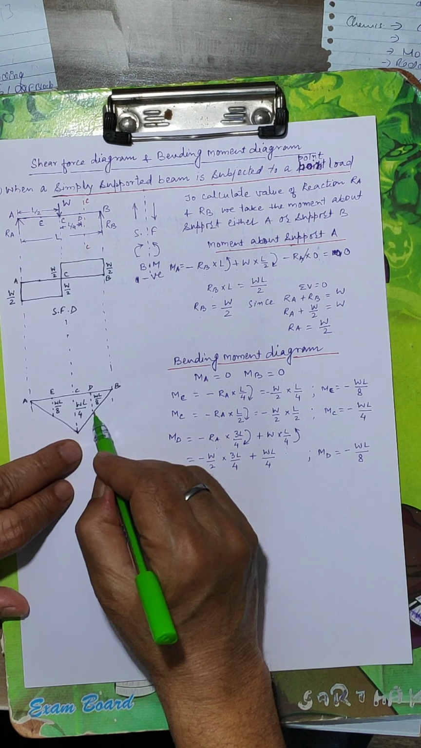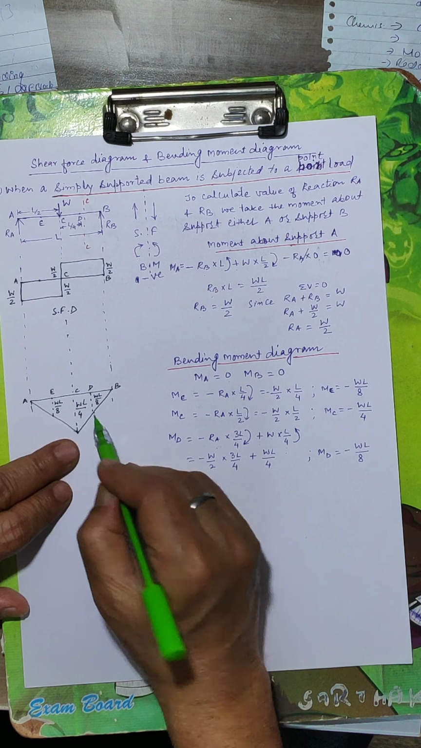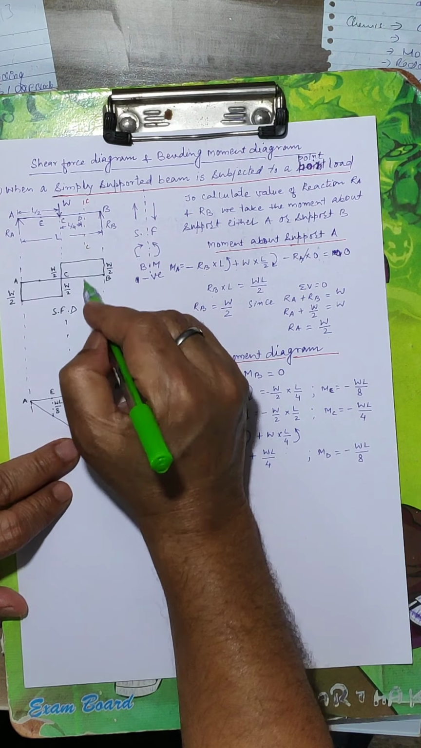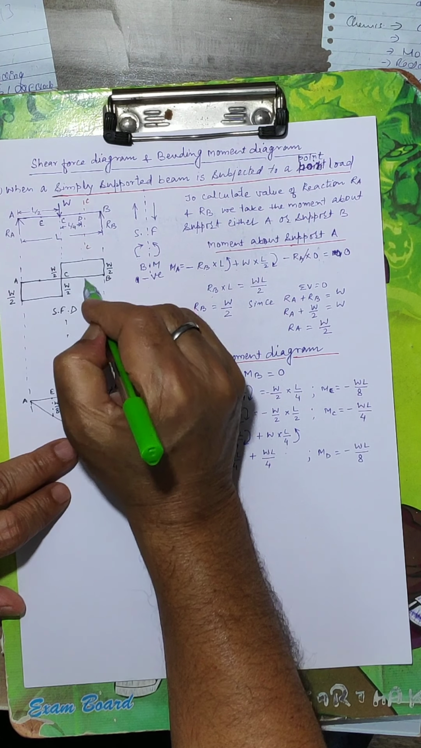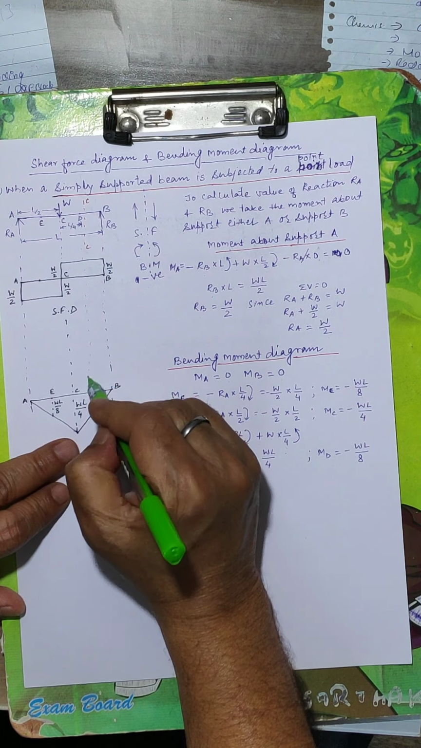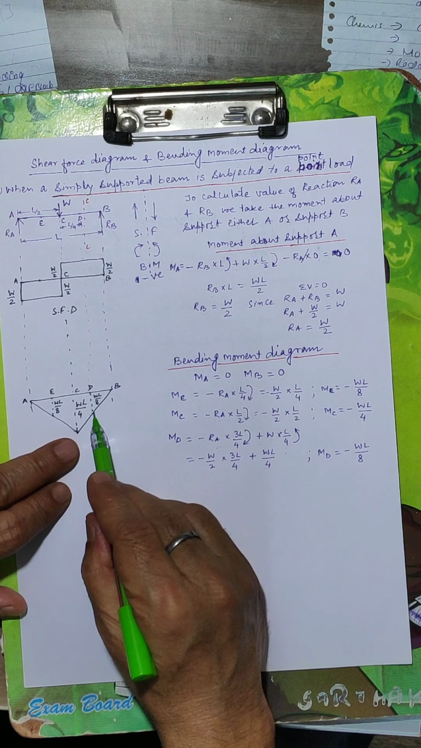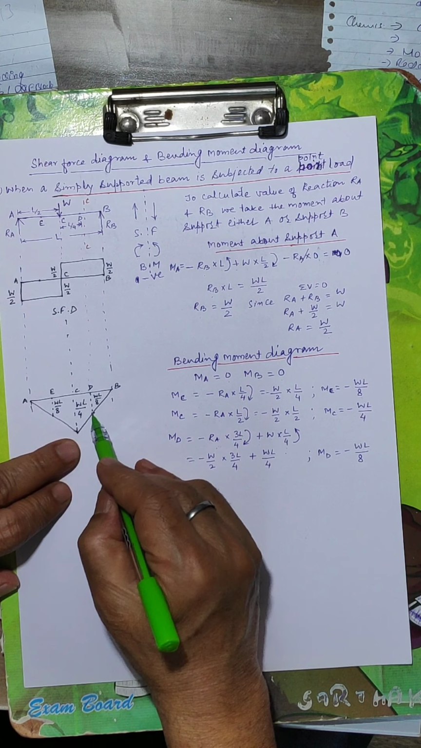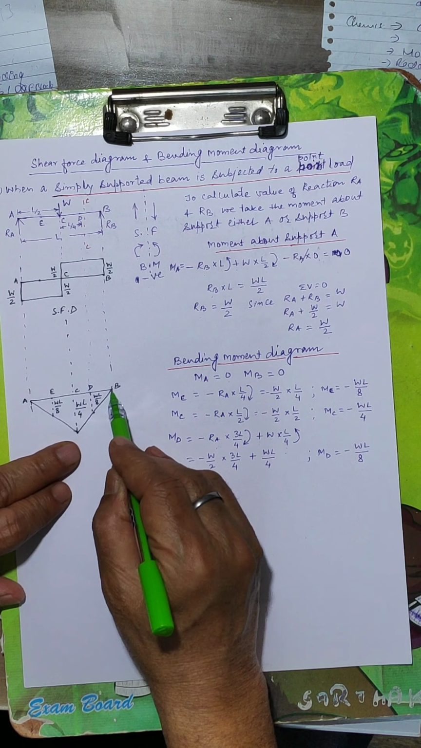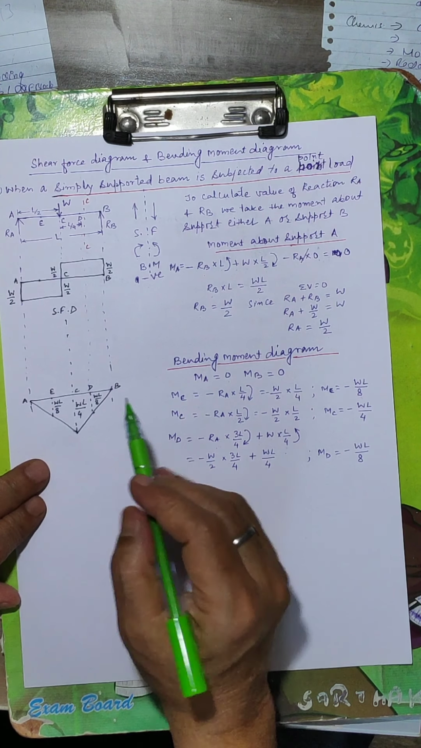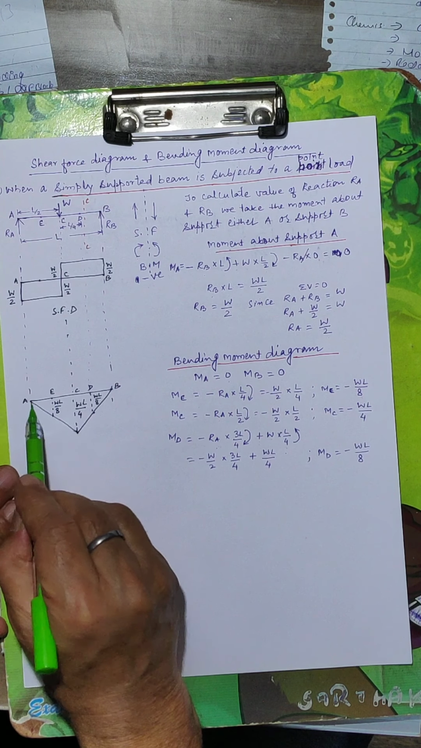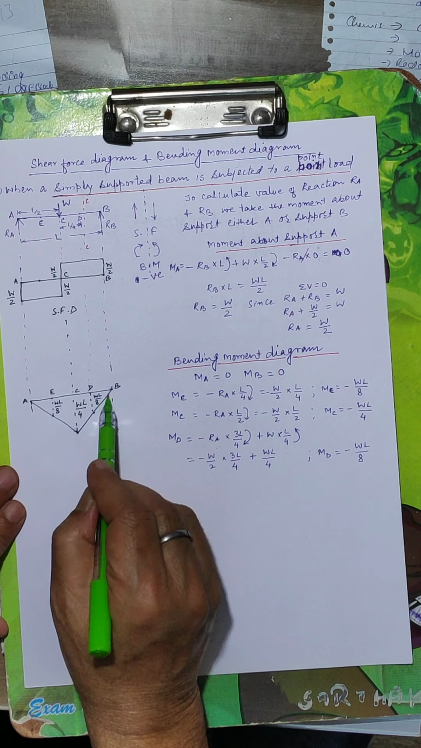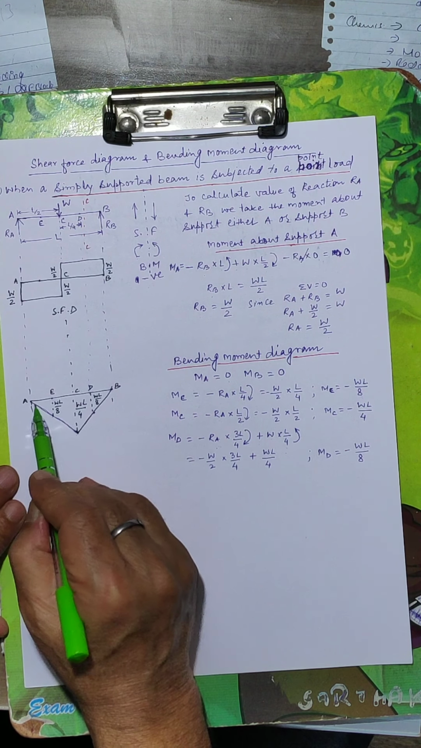We go upward at D, exactly below this point D. Keep in your mind, the projections will come. D, WL by 8, and moment at B is 0, so we will put the point here at the 0 line at B. Then we draw the line from A to E, E to C, C to D, and D to B. So this is the bending moment diagram.